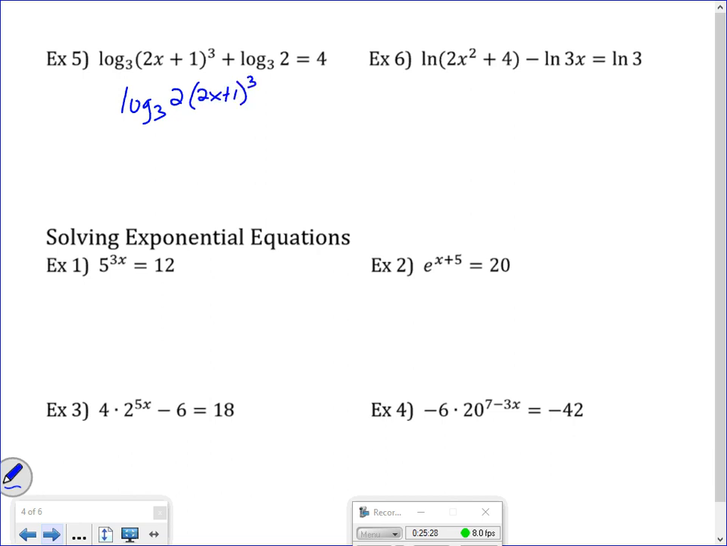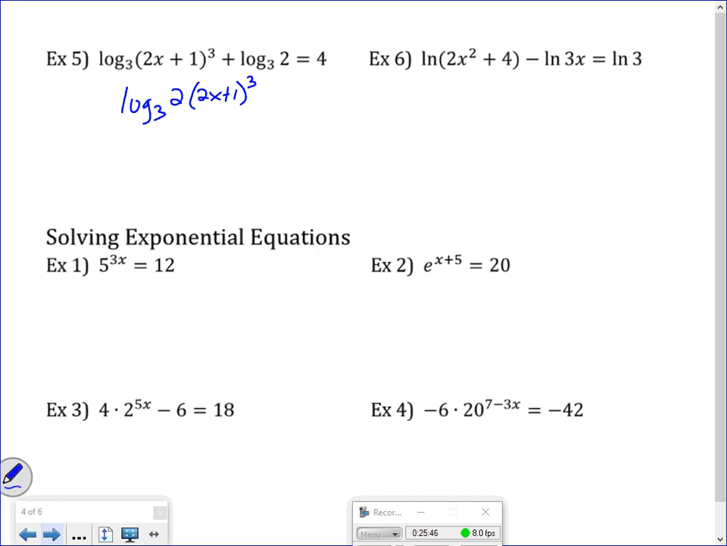Now, let me ask you this. It would be okay for me to put that 3 out there, but then I couldn't have condensed. Do you follow? I don't want to put that 3 out there because it's not going to help me, and then I have to put these together anyway. So you don't always want to use all the rules that you know.